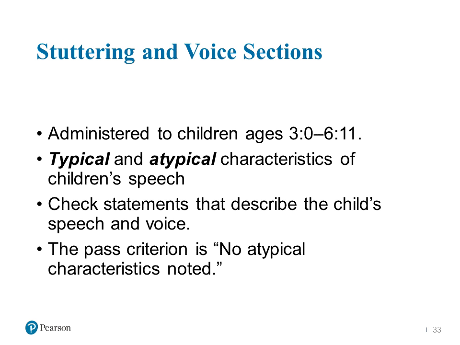Okay, the stuttering and voice sections. This is going to be administered for all children ages 3-0 through 6-11. Typical and atypical characteristics of children's speech, so we're looking for both. We're going to check the statements that describe the child's speech and voice. And the pass criterion here is no typical characteristics noted.